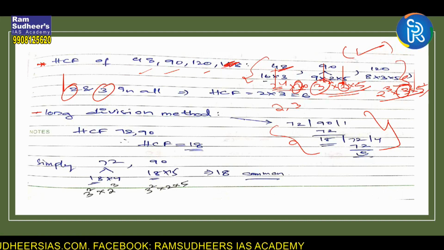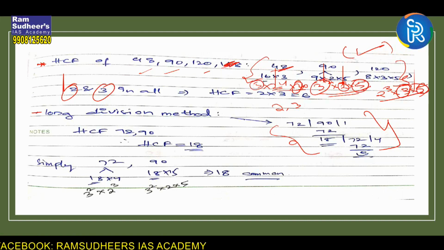And this 5, there is a 5 power 1, there is a 5 power 1, but there is no 5 over here, so this doesn't satisfy the common factor rule, so I have discarded 5. And then, considering only these two, I'll multiply them to get my HCF, and the highest common factor for 48, 90, and 120 would be 6.